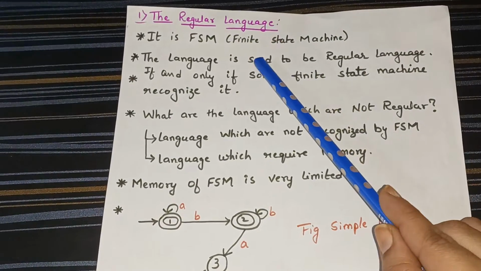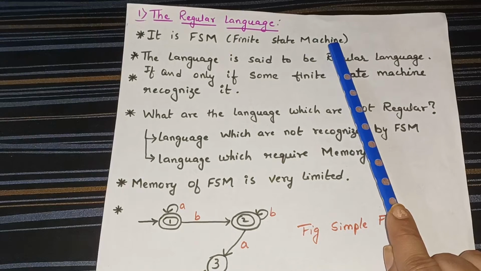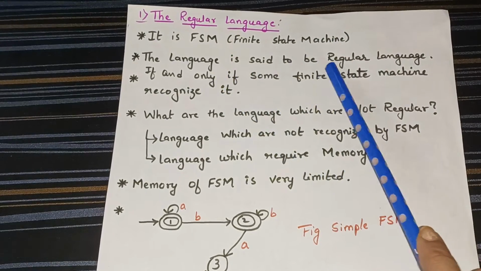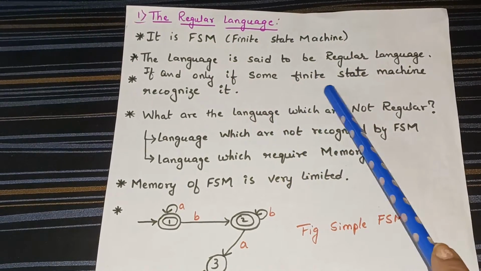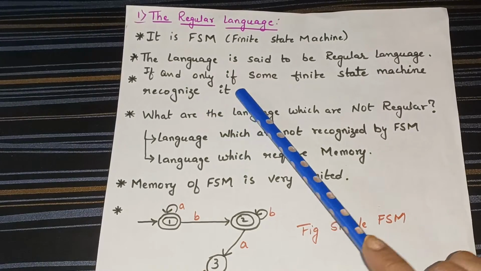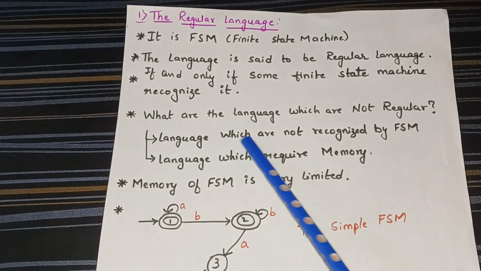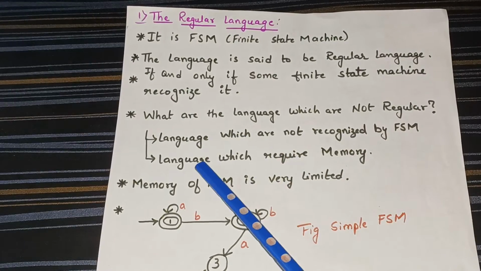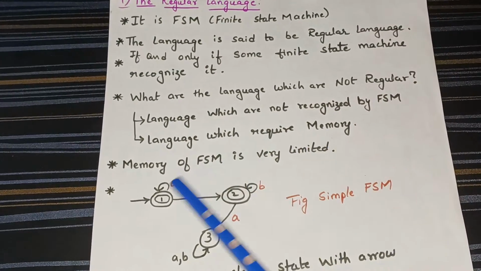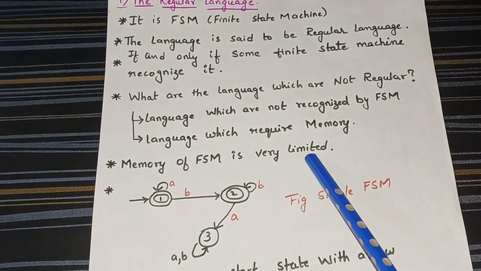A regular language is a language recognized by a finite state machine. A language is said to be regular if and only if some finite state machine recognizes it. And what are the languages which are not regular? Languages which are not recognized by an FSM, languages which require memory. The memory of an FSM is very limited.